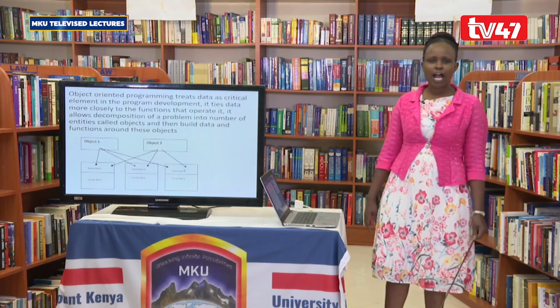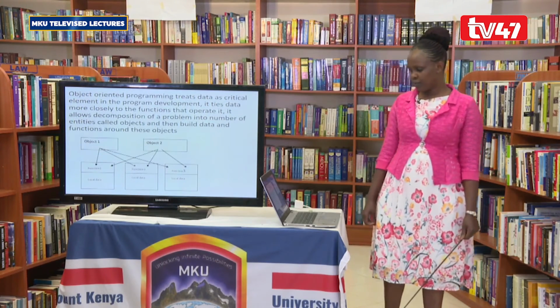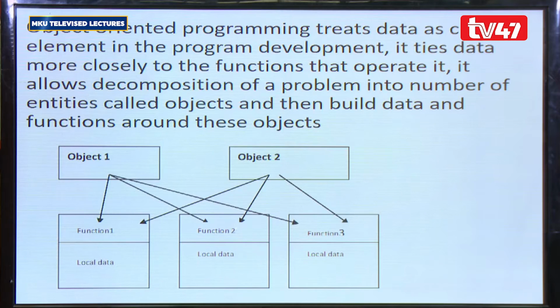So now that we have talked about procedural-oriented programming, let's go now and look at object-oriented programming. And of course, we are saying that object-oriented programming usually treats data as a critical element in program development. It is able to tie data more closely to the functions that operate on it, and it allows decomposition of a program into a number of entities, and these entities, we call them objects. And then build data and functions around these objects.